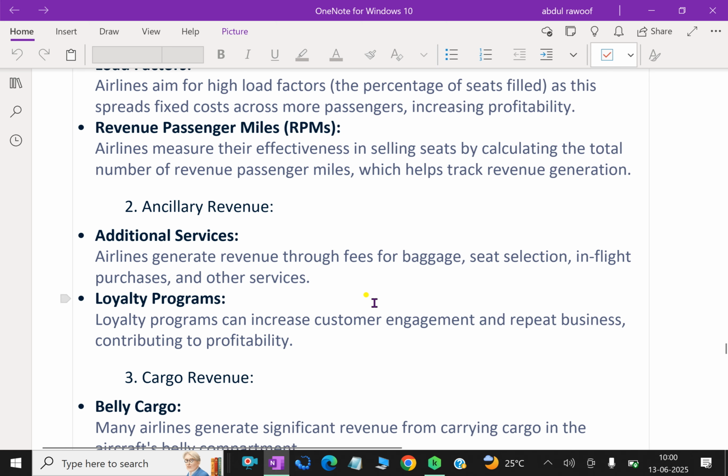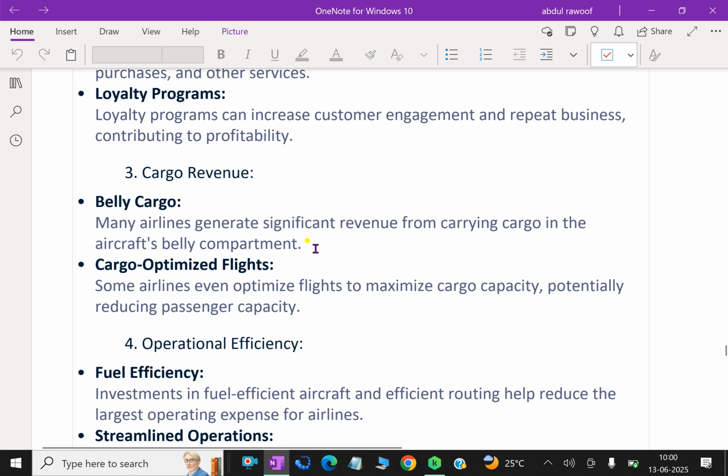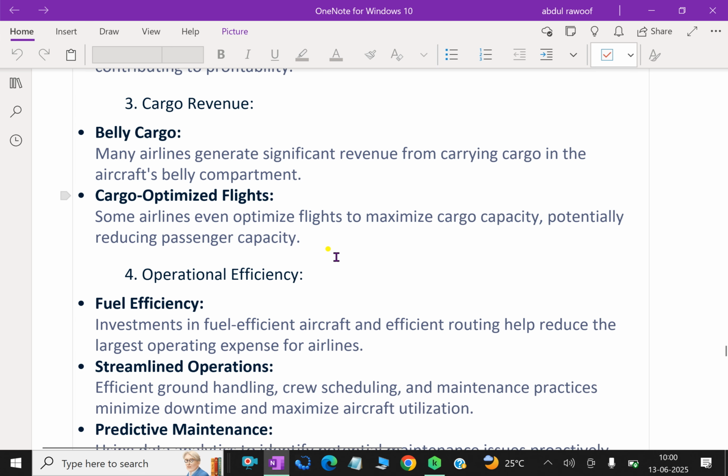Next, ancillary revenues. Additional services. Airlines generate revenue through fees for baggage, seat selection, in-flight purchases, and other services. Loyalty programs. Loyalty programs can increase customers' engagement and repeat business, contributing to profitability. Cargo revenue, belly cargo. Many airlines generate significant revenue from carrying cargo in the aircraft's belly compartment. Cargo optimized flights. Some airlines even optimize flights to maximize cargo capacity, potentially reducing passenger capacity.